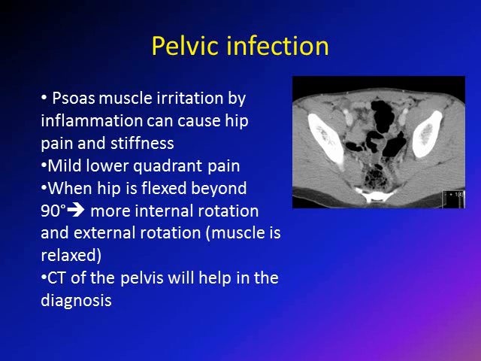How can you differentiate between hip pain due to hip pathology and those due to pelvic inflammation? If the hip pain is due to the deep pelvic infection, it is related to the psoas spasm. So if you flex the hip beyond 90 degrees, that will relax the psoas muscle, so you will be able to gain more internal and external rotation movement, because the cause of the pain, which is psoas spasm, is now less with the relaxation of the psoas muscle. What you can do also is a CT of the pelvis, and that will show you the cause of the pelvic infection.